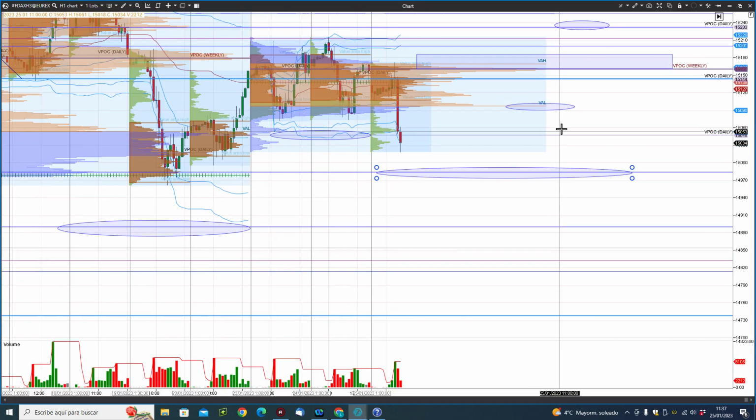Last instrument, Nasdaq, DAX, sorry. DAX, we are here, it was a lower support from yesterday. We have touched this, and let's see what the targets are. Lower target is very clear, is this final of weekly VWAP at 14,978.